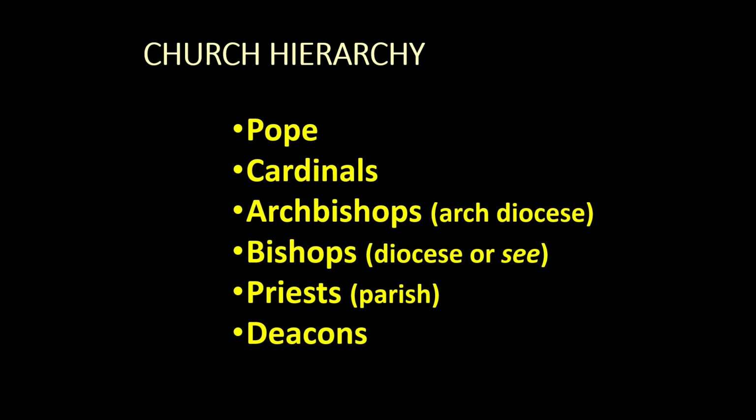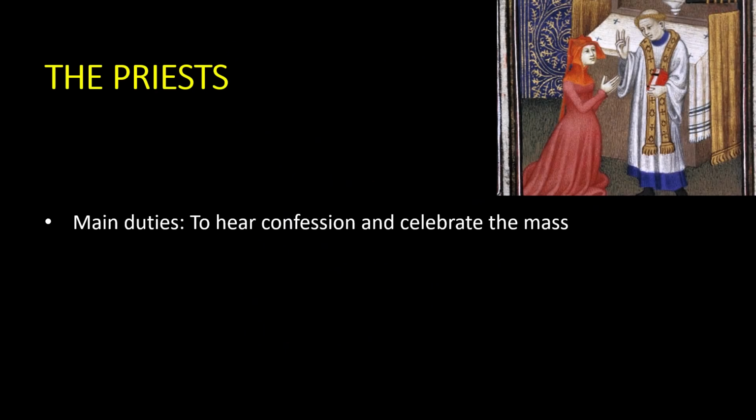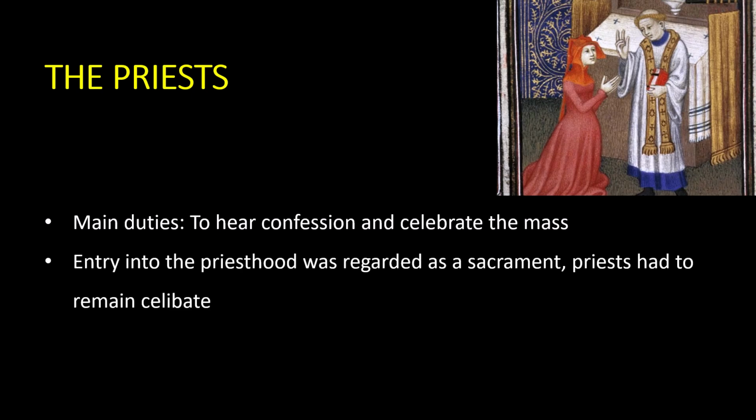Then beneath the bishops were the priests, and they were in charge of a local church, and the local church area was called a parish, and priests were appointed by bishops. The main duties of a parish priest were to hear confession and to celebrate the Mass. Entry into the priesthood was regarded as a sacrament, and priests had to remain celibate.